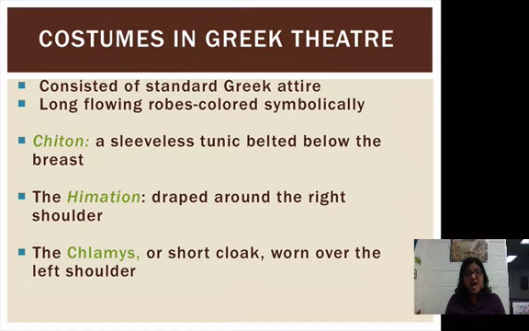So let's talk about costumes in Greek theater. Typically they consisted of standard Greek attire, like long flowing robes that are colored symbolically. There's the chiton, which is a sleeveless tunic belted below the breast. The himation, which is draped around the right shoulder. You might see that in popular representations of Greek theater. And then they also sometimes wore short cloaks over the left shoulder.